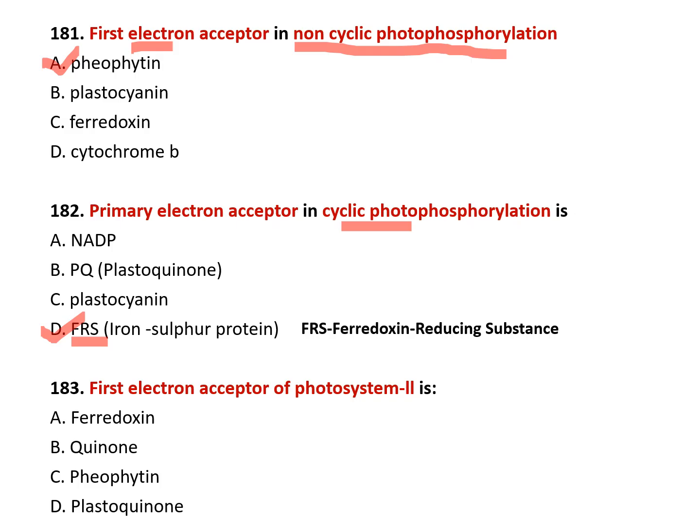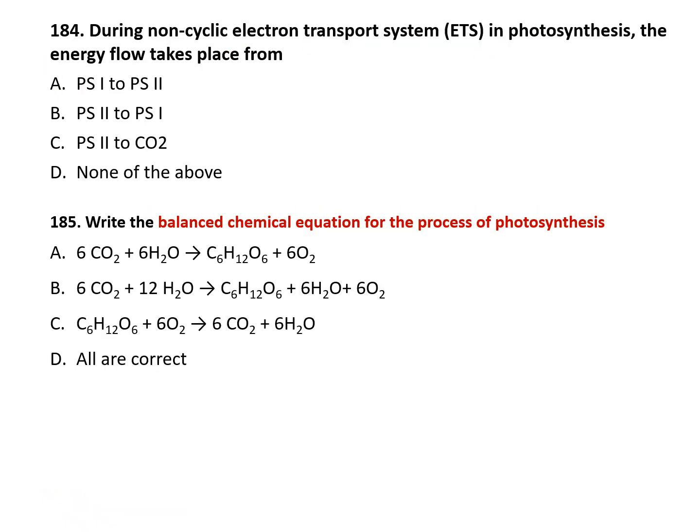The next question, number 183. First electron acceptor of photosystem 2 is option A, pyridoxine; option B, quinone; option C, pheophytin; option D, plastoquinone. The correct answer is option C, pheophytin. Then next question, number 184. During non-cyclic electron transport in photosynthesis, the energy flow takes place from option A, PS1 to PS2; option B, PS2 to PS1; option C, PS2 to carbon dioxide; option D, none of the above. The correct answer is option B, PS2 to PS1.